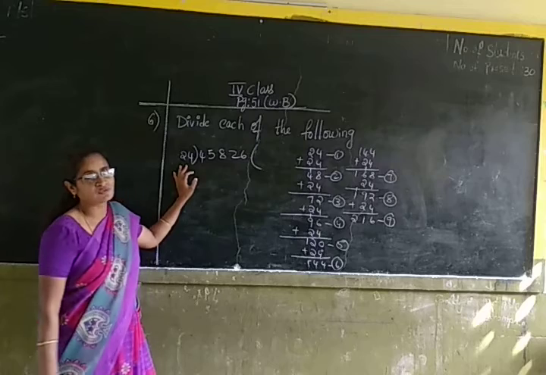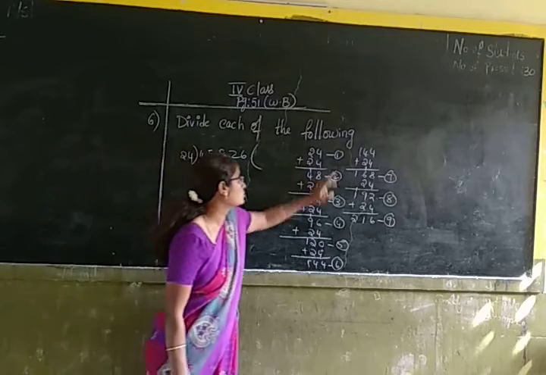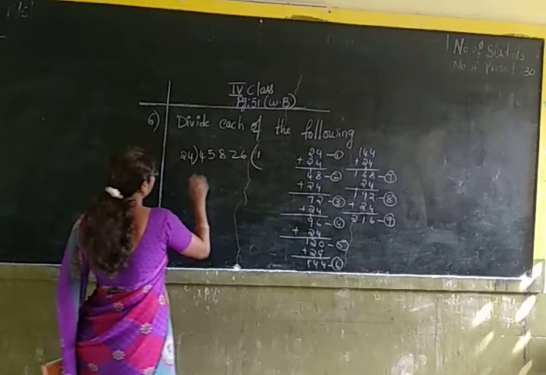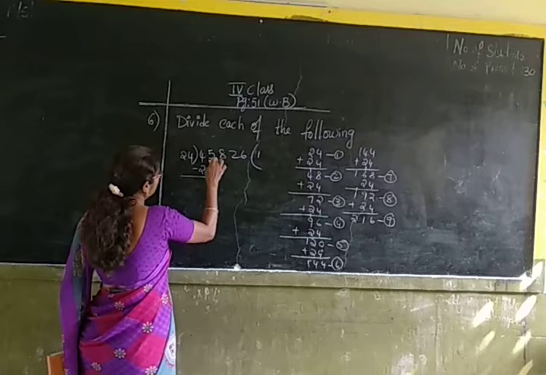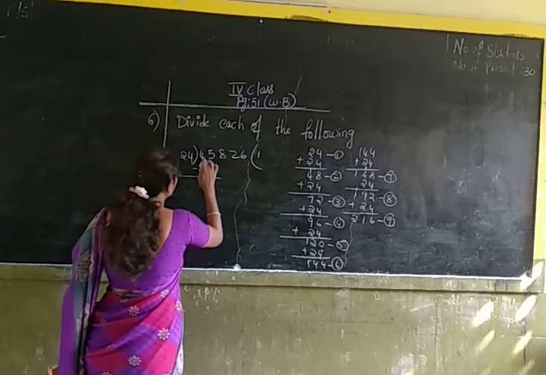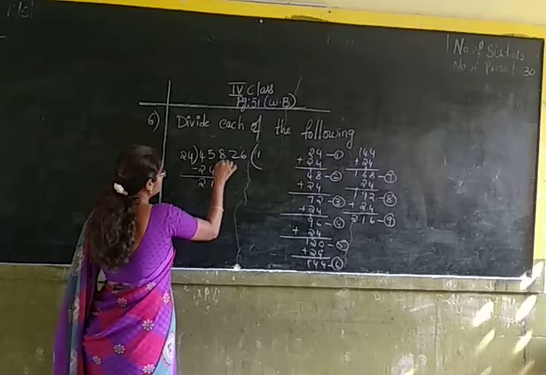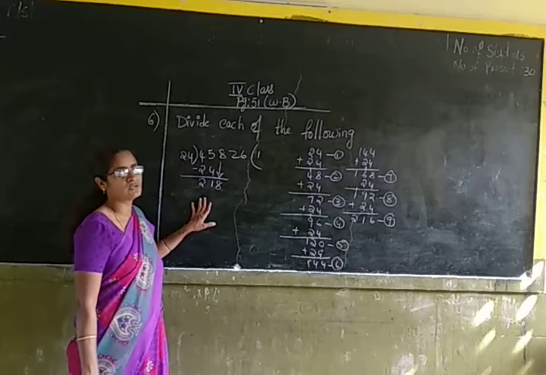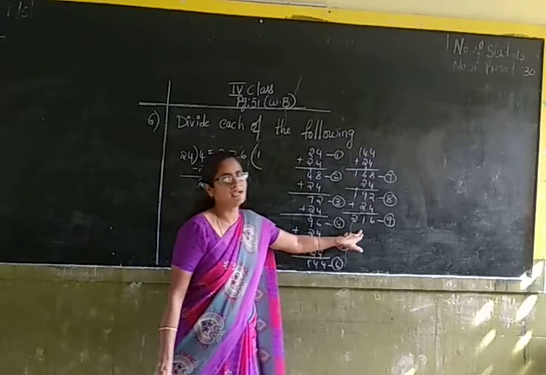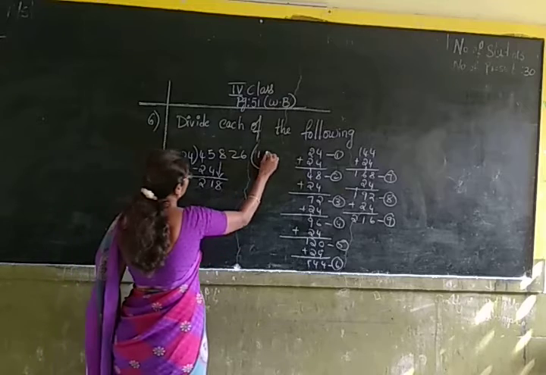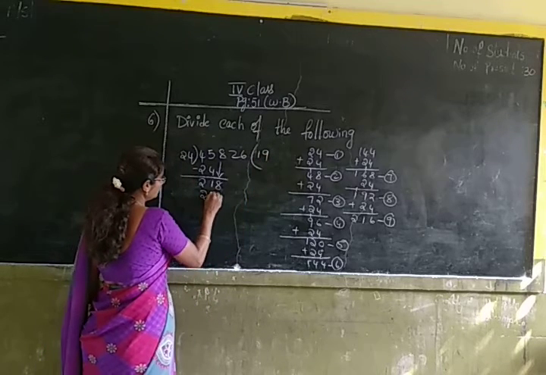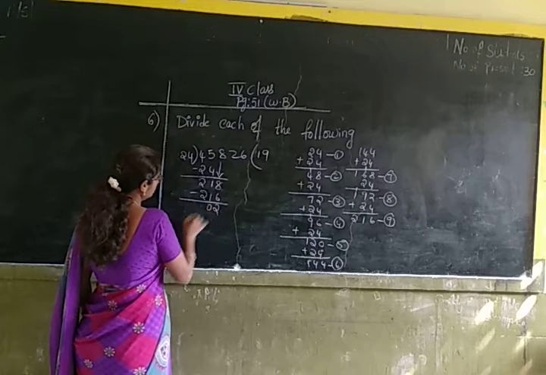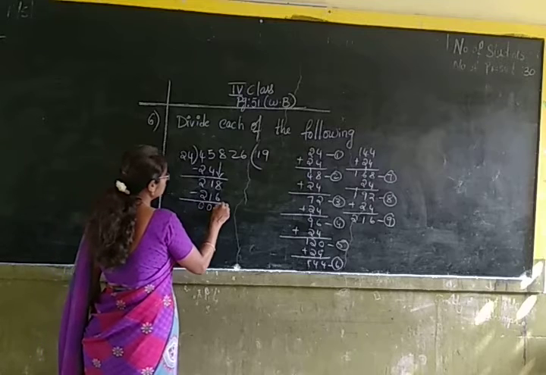45. How many times does 24 go in 45? So it goes 1 time. If you take 2 times, it will be bigger. So you have to take 1 time, which is 24. 5 minus 4 is 1. 4 minus 4 is 0. Bring down 8. 218. How many times does 24 go in 218? It goes 9 times. If you take 10 times, it will be bigger. So you have to take 9 times, which is 216. 8 minus 6 is 2. 1 minus 1 is 0. 2 minus 2 is 0.